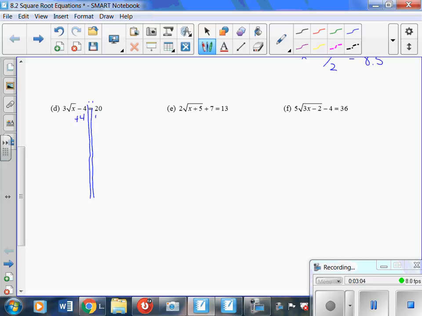So we're going to add 4 to both sides. So we have 3 rad x is equal to 24. And then we have that 3 in the front, and we're going to divide that out. So we have rad x is equal to 8. And now, in order to solve for that, we're going to square both sides. So x is equal to 64.